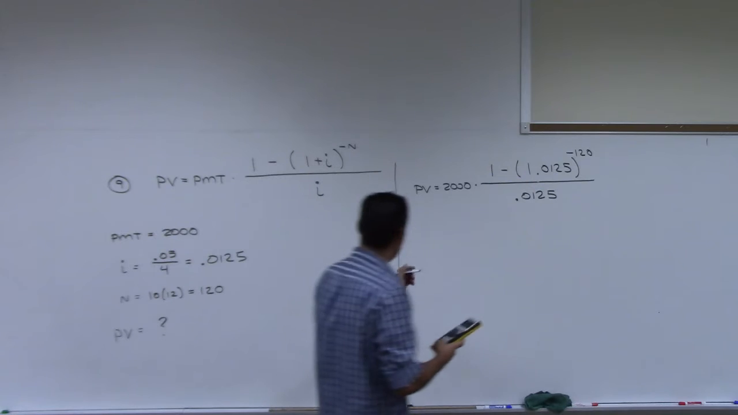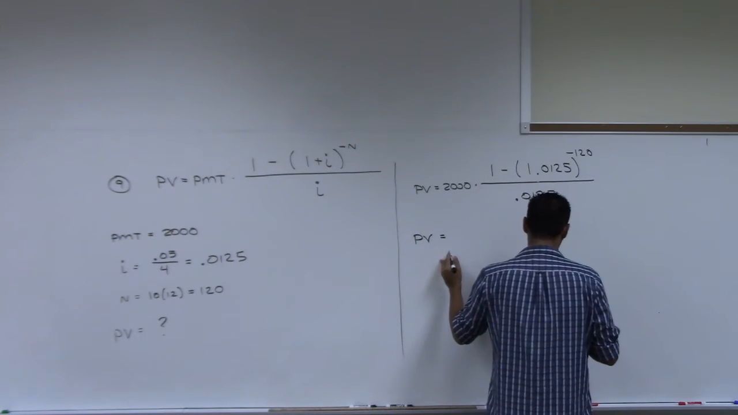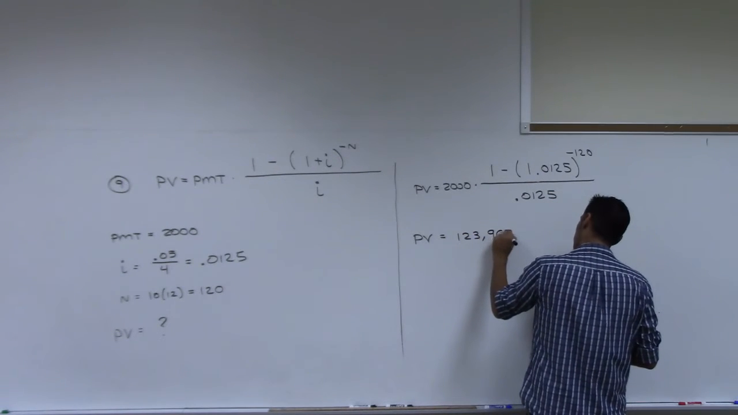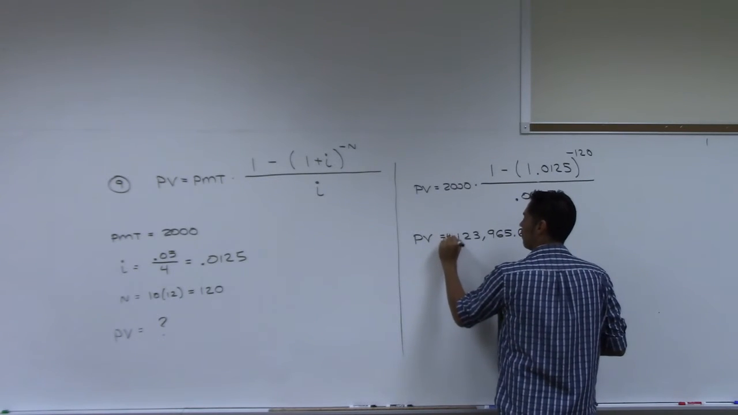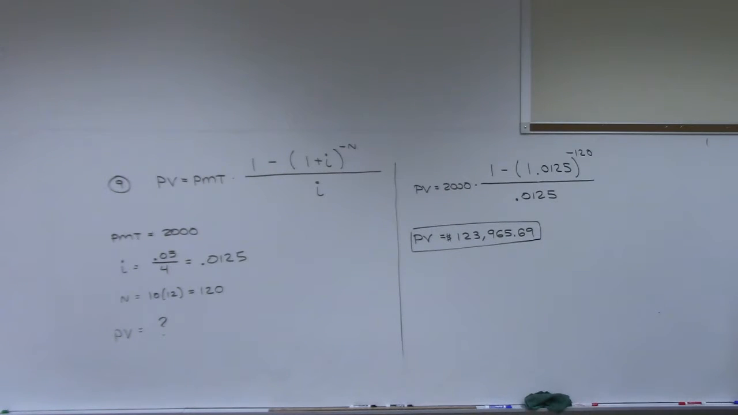Anybody want to share what they get, total present value, how much we need to dump in? $123,965 and some change. That's how much we will need to dump in.